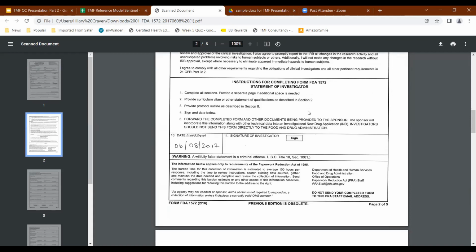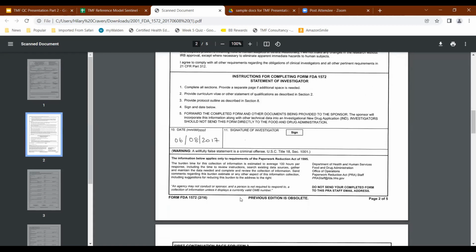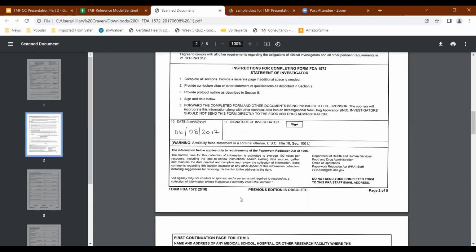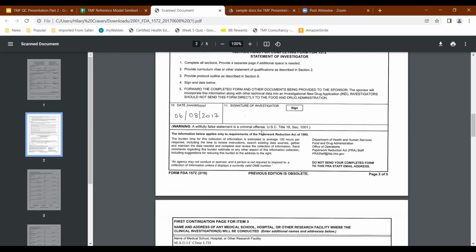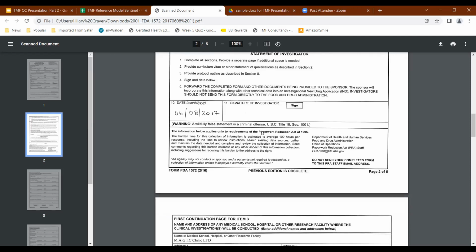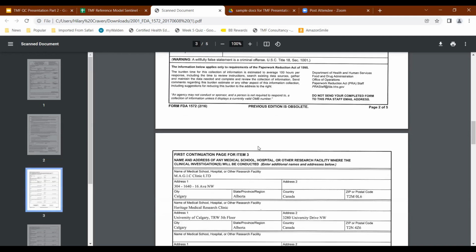And so, can anyone tell me what is wrong with this one? Just go ahead and shout it out. We're going to practice. Missing signature. Yes, very good. The signature is missing. So you see the date, but there's a missing signature. The 1572 should always be signed. We talked about most documents, if there's a missing signature line, you want to make sure it's signed. There are a few exceptions to it, but the 1572 should never not be signed. It's not complete as a result.